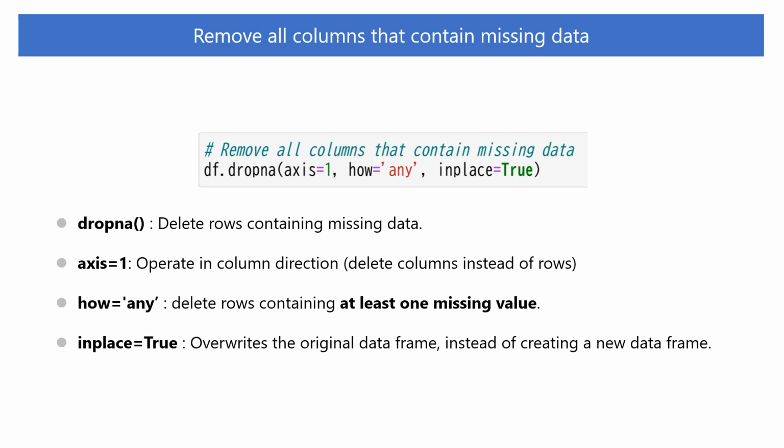The code for deleting all columns containing missing data is almost the same as the code for deleting rows. The only difference is that we have to set axis to 1. This means operate in column direction. Setting axis to 1 tells the computer to delete columns, not rows. As in the previous case, we set how equals 'any' to specify the condition, delete columns with at least one missing value, and set inplace to True to overwrite the original data frame.